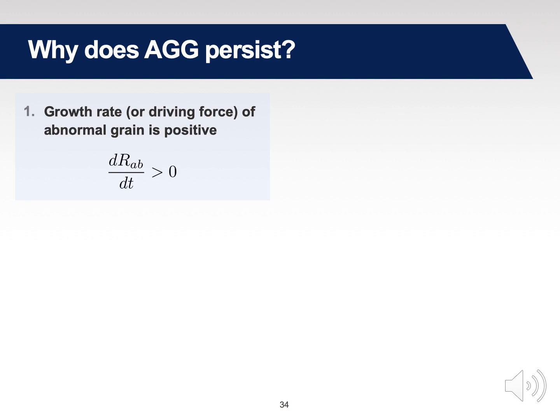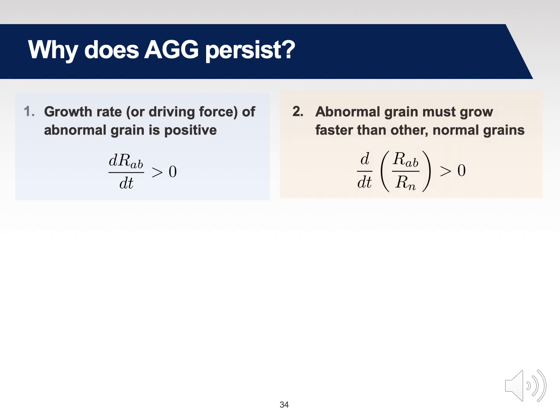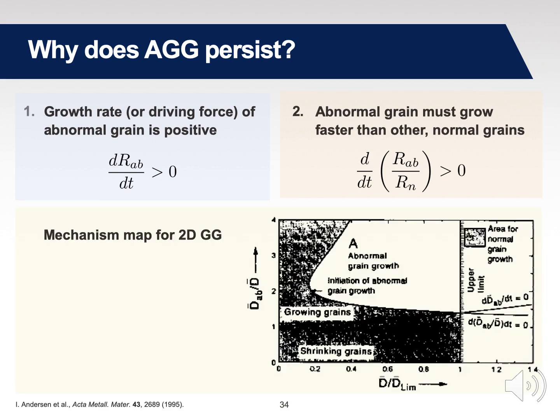This, of course, is true. And secondly, for it to consume its neighbors, it must grow faster than the rest of the grains, as you can see from this latter equation. The grain growth rates, when you take the ratio, must be greater than 0. And so what Anderson and co-workers did in the 1990s is they created this mechanism map for grain growth in 2 dimensions.